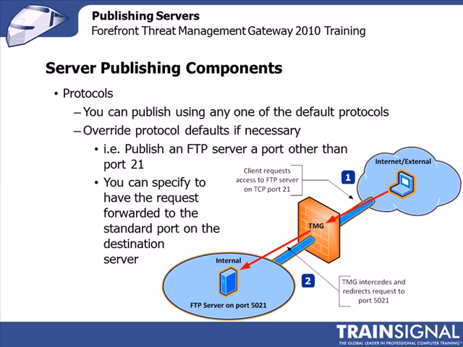Basically, what would happen is you would create a listener on port 21 that would then be associated with a publishing rule that forwards requests to port 5021 if that's the port you've selected for your FTP server. So this is a way that you can actually have Threat Management Gateway modify the communication stream in a way that might better fit your organization for whatever reason.